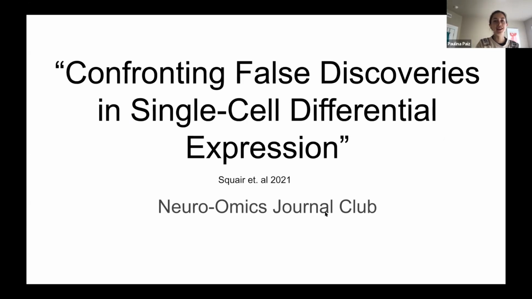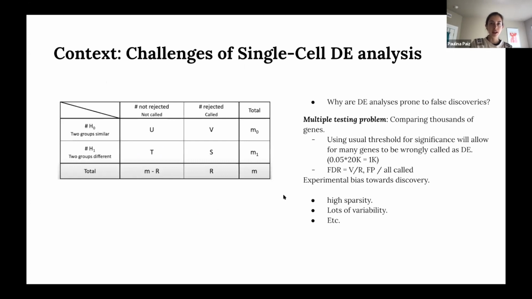So the paper is titled Confronting False Discoveries in Single-Cell Differential Expression. First, I wanted to give a little bit of context for those who don't know. Of course, there are many challenges of single-cell differential expression analysis. And I just wanted to talk about baseline, why are they prone to false discoveries?